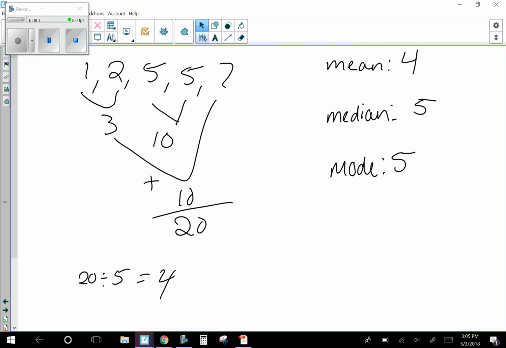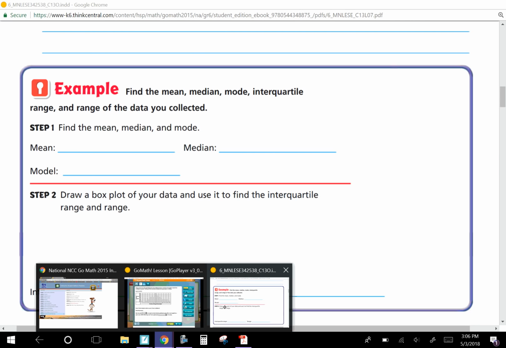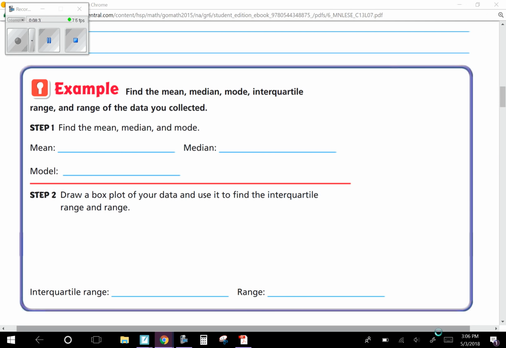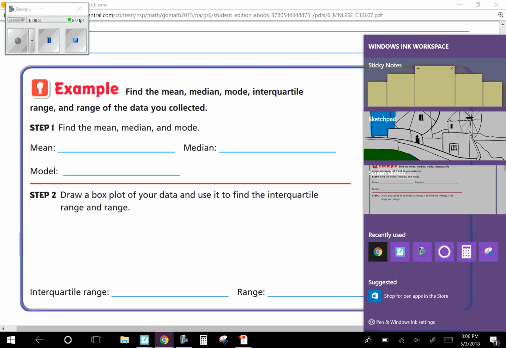My median, if I look through and find the middle number, my median would be 5. And the mode, 5 occurs twice and nothing else occurs twice, so my mode would be 5. So I would just write those answers in there.